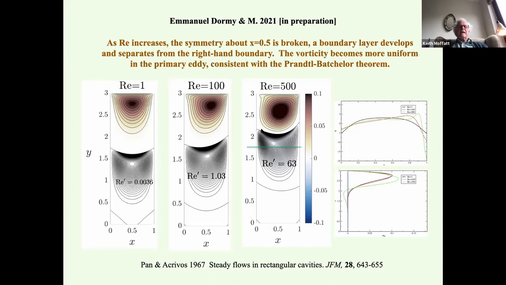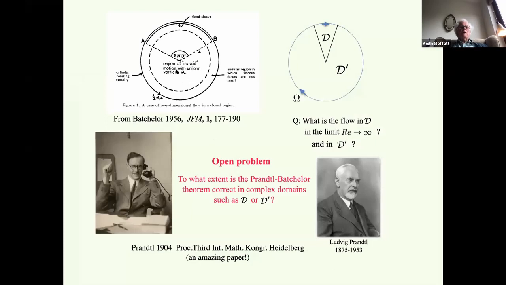And there's actually also a boundary layer, again with a no-slip condition, on the right-hand side. And here's the second eddy driven by the first across some kind of shear layer. So this is the sort of situation that we'd like to describe theoretically. And here I remind you of the famous paper by Batchelor in volume 1 of JFM, 1956. And this is the paper that led to what is known as the Prandtl-Batchelor theorem.